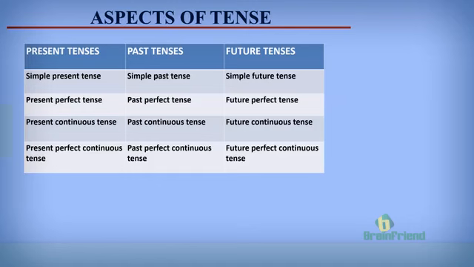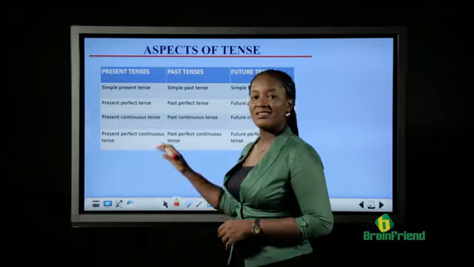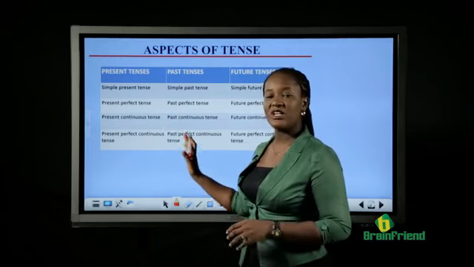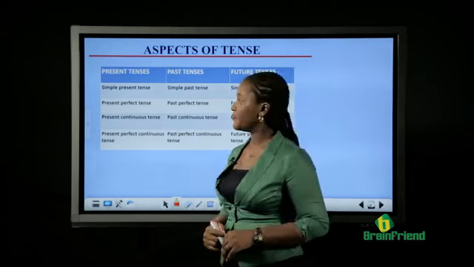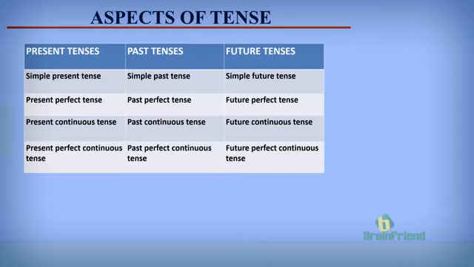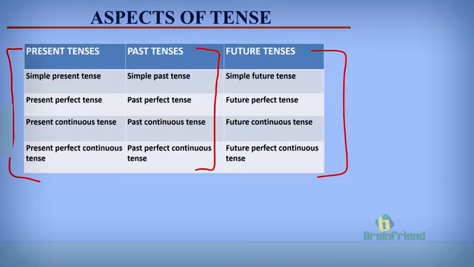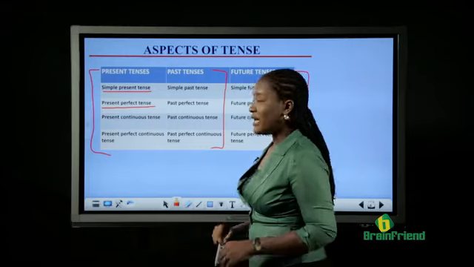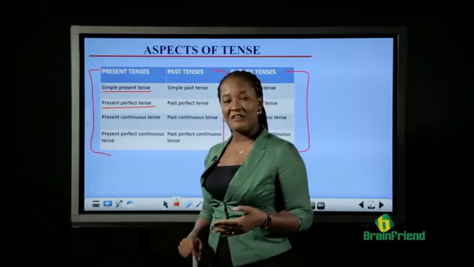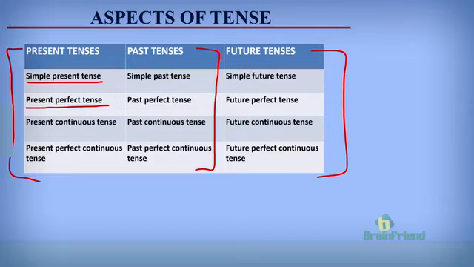Now, here on the board, we have a table showing the different aspects in relation to the tenses. On this column, we have the present tenses. Here we have the past tenses, and here we have the future tenses. Now, under this column, we have the simple present tense, the present perfect tense. Now, note that we have applied the perfect aspect into the present tense.